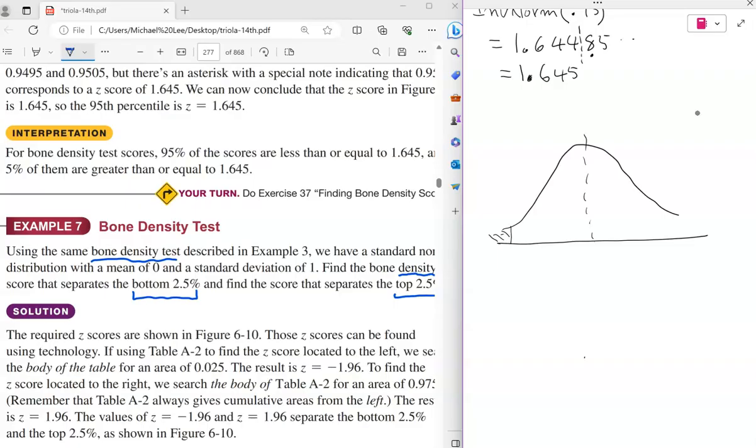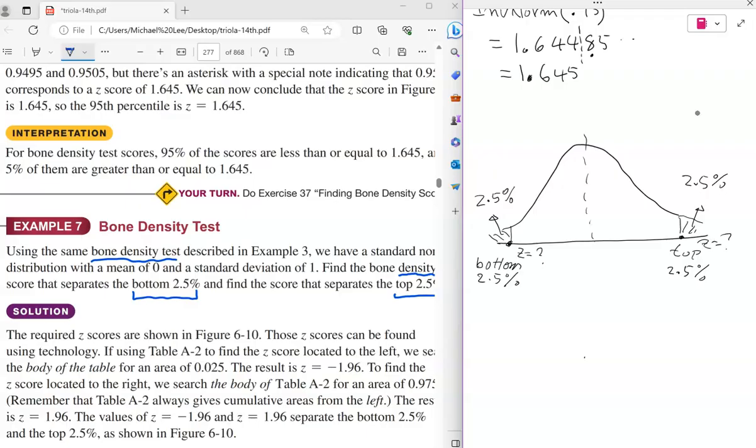this is 2.5%. This is 2.5%. That's what it means, bottom 2.5%. This is the bottom 2.5%. This is the top 2.5%. Okay, so what is the z-score? That is the question. What is the z-score?